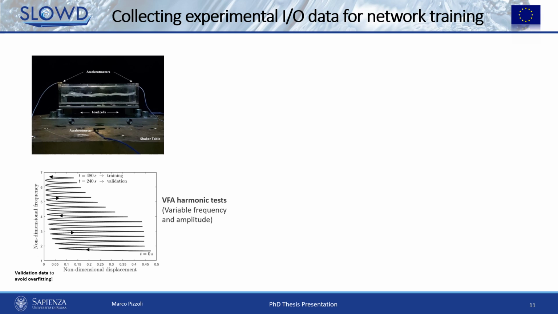Specifically, two additional variable frequency and amplitude harmonic experimental tests were performed, such as to follow the path plotted here in the figure in the frequency and amplitude domain, having a duration of 480 and 240 seconds respectively, where the first test represents the training dataset, while the second is the validation dataset, which we used during the training phase in order to avoid overfitting.